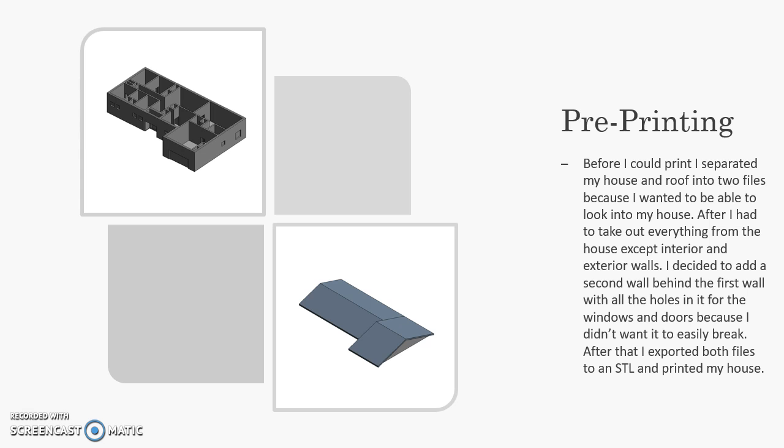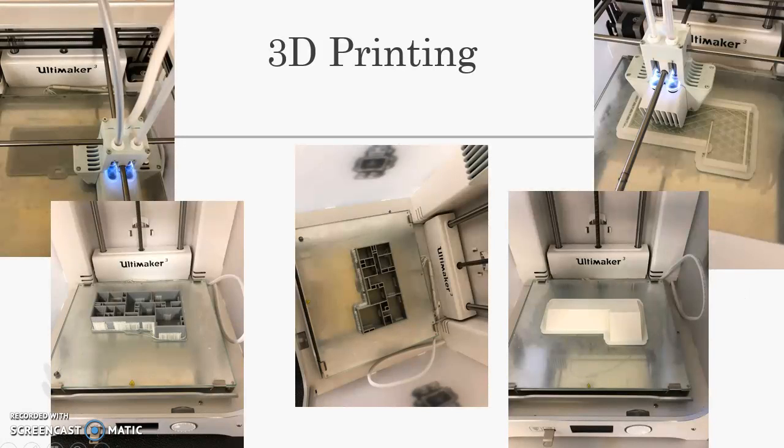I then removed everything from my house except the interior and exterior walls. I then added a second wall behind the first wall of my exterior walls because I didn't want it to easily break. After that, I exported both STL files and printed my house. The printing of the base of my house was longer than my roof. The roof took about 10 hours, while the base of my house took about 13 hours.